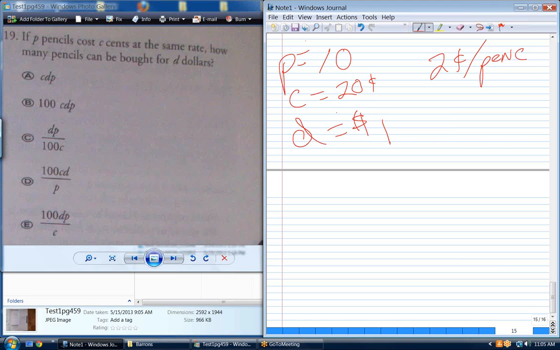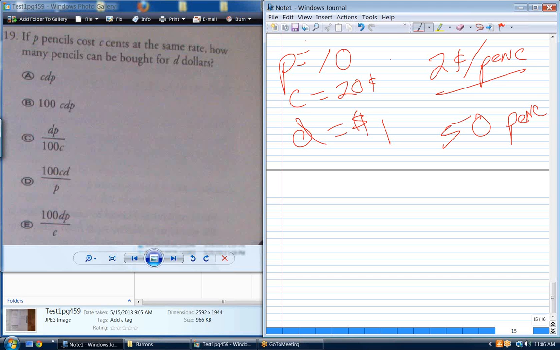Let me start over. I apologize. That's okay. This was horrible. I should have realized when I figured out how many could be bought for D dollars and I didn't use P in the equation that I was doing something wrong. So 10 pencils can be bought for 20 cents. Okay. So now we know it's 2 cents per pencil. So if I let D be $1, I know that the answer has to be 50 pencils. In other words, $1 would buy 50 pencils if each pencil cost 2 cents.